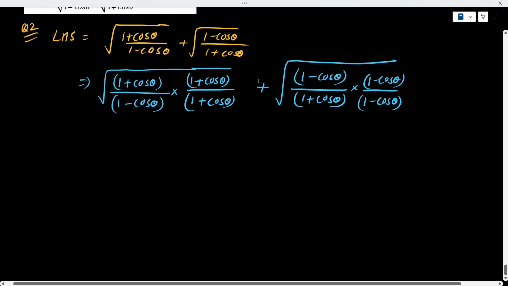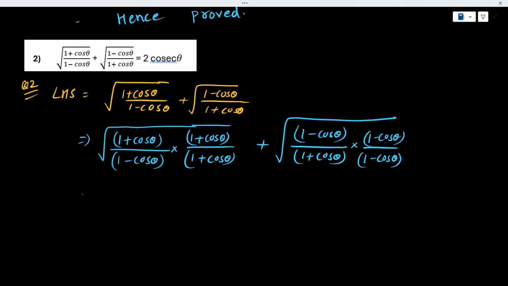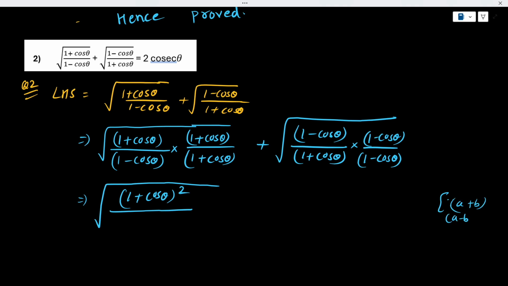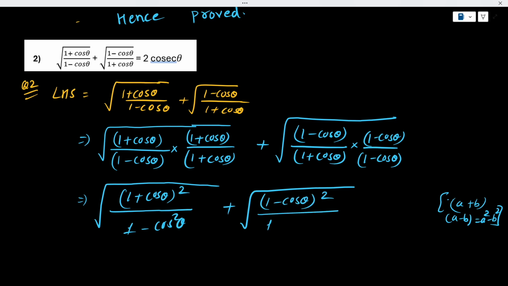Now here how do we do it after this? I need to get the perfect square. So in the numerator, please do not simplify. It will be 1 plus cos theta whole square. And in the denominator, if you use the a square minus b square identity, what is a plus b times a minus b? It is a square minus b square. So whichever identity you are using, you need to mention that. So it will be 1 minus cos square theta. Same thing here. The numerator will be 1 minus cos theta whole square, and the denominator a square minus b square will become 1 minus cos square theta.